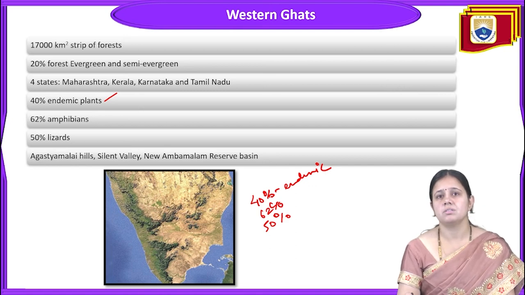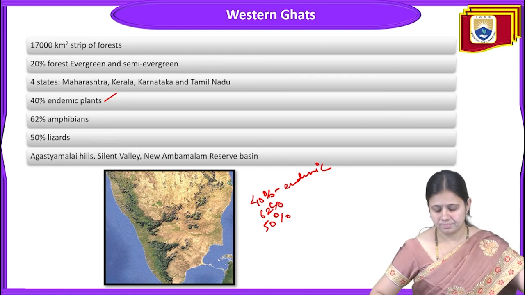And 40% of the endemic plants are there, 62% of amphibians are there, 50% of lizards are there. It covers Agastya Malai Hills, Silent Valley, and the Nilambur reserve basins of this area. This is all about the Western Ghat hotspot.